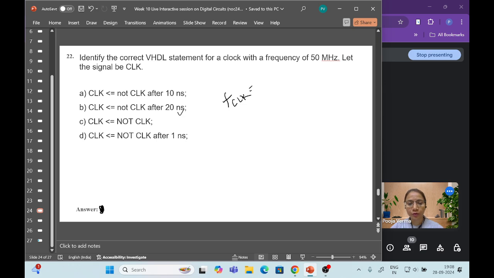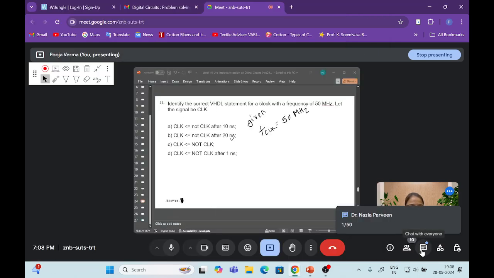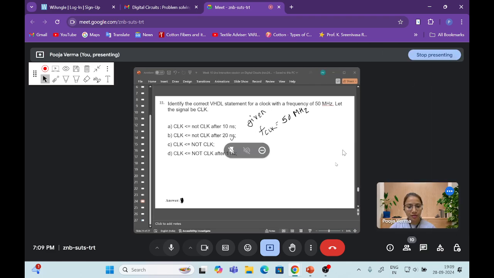So anyone of you want to try this question? The F clock is given as 50 megahertz. So how can we solve this question? How would we know whether it is not clock after 10 nanosecond or 20 nanosecond? F clock is given as 50 megahertz. Yes, 1 by 50, but what will be the value?